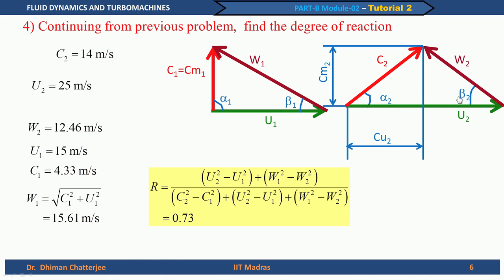For example, if beta 2 is given as some value which is acute, try to draw it acute, because then you will have a proper idea of how Cu2 is working, whether it is more or less, and then work out the triangles properly and get the information which is missing. And the rest of the problem is actually application of suitable formulae.